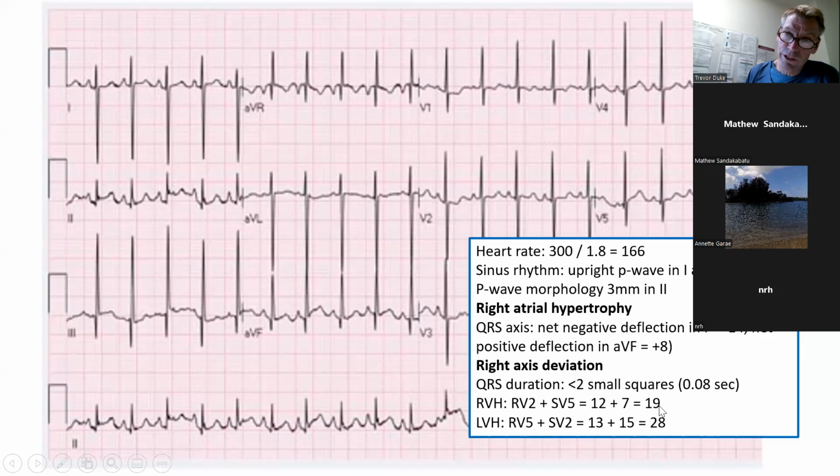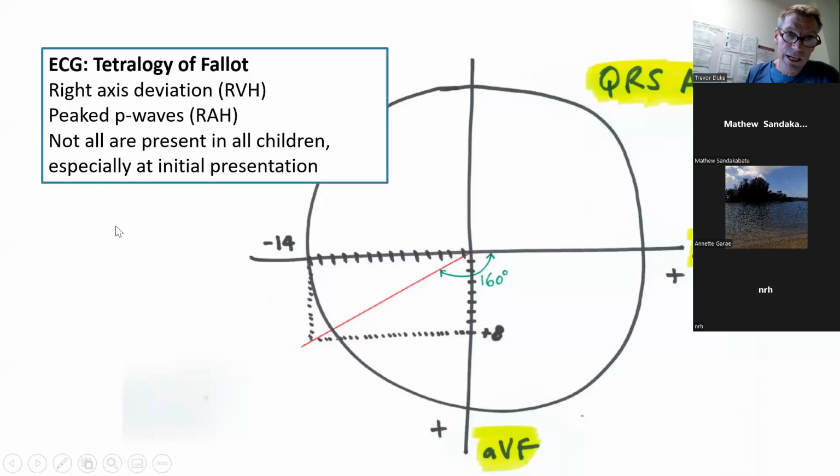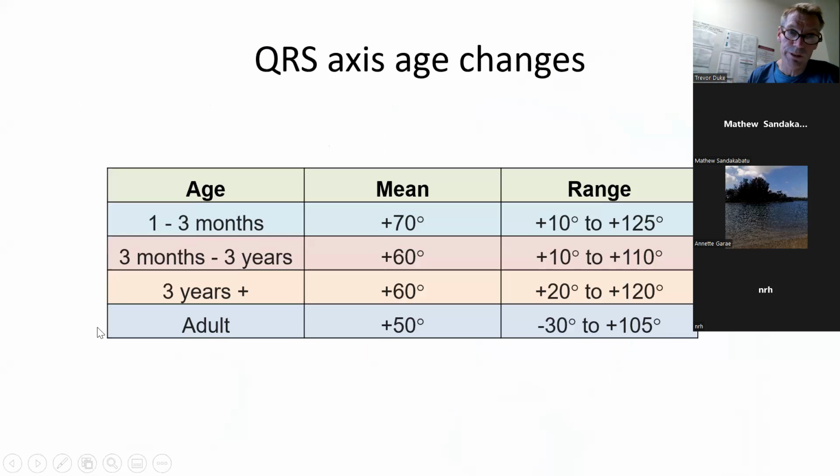So if these don't add up to 35, then probably there's not at this stage right ventricular hypertrophy or left ventricular hypertrophy. And in this case, the child had right axis deviation, peaked P wave, so right atrial hypertrophy, but at this stage was quite young, so didn't have marked right ventricular hypertrophy. As the child gets older, the RVH gets worse and worse, you typically see.